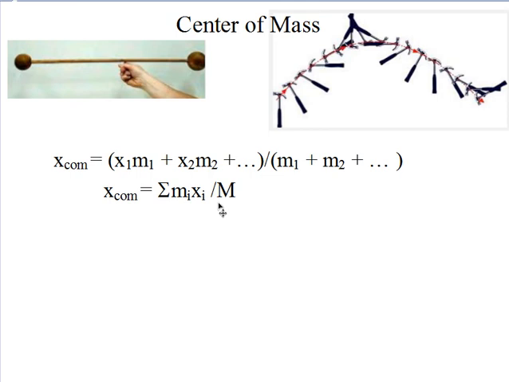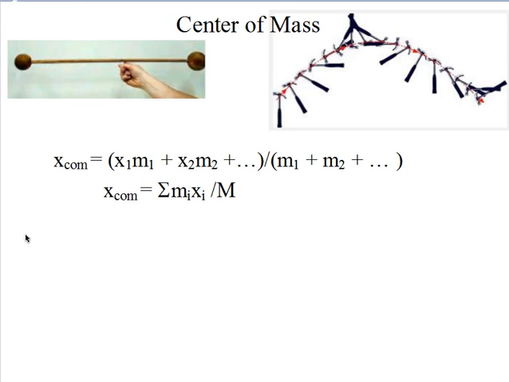We can write it symbolically this way. I don't know if that looks better or not. This is perhaps easier to look at. That's the total mass, and here's each of the individual masses and the location of each of the individual masses, and each of those locations is weighted by how much mass is there. Add them all up, divide by the total mass.